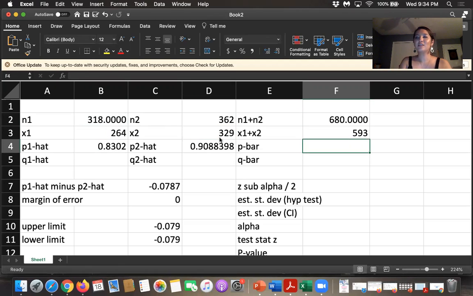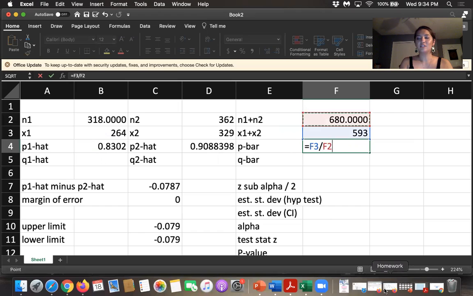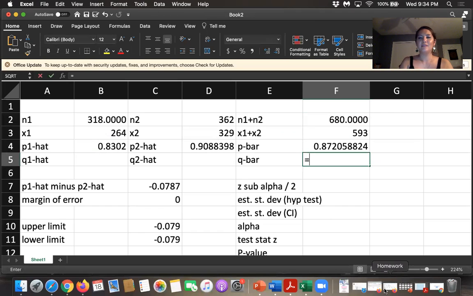So we've got 593 out of 680. This is the exact same thing that you saw in the slides a moment ago. And if we take the number of successes and divide by the large sample size, we get that. And Q bar is 1 minus that. It's the complement.